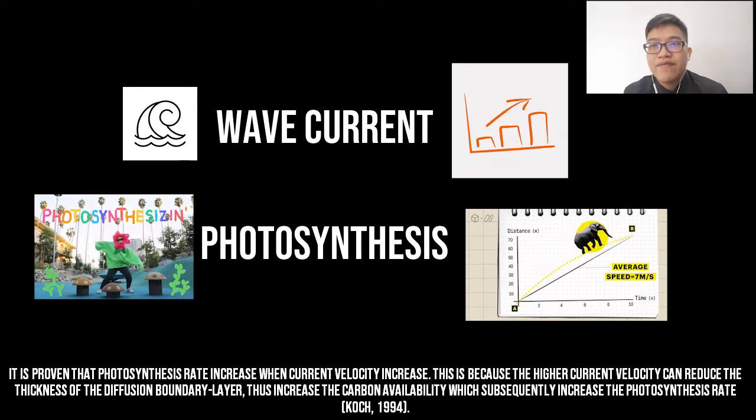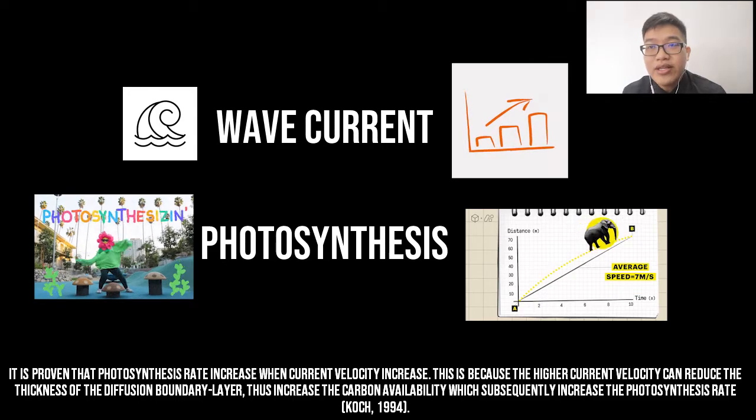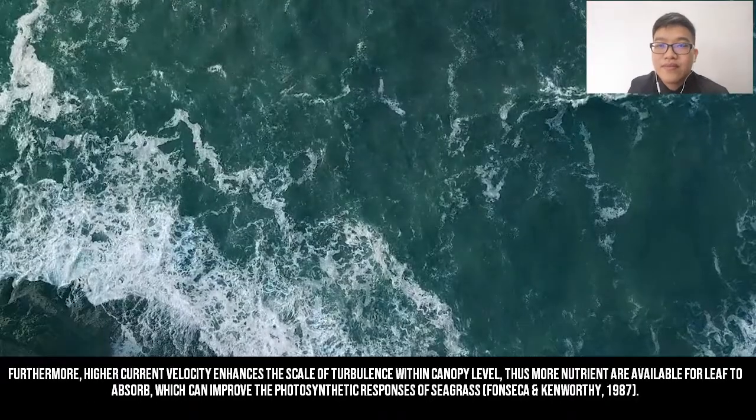It is proven that photosynthesis rate increases when current velocity increases. This is because higher current velocity can reduce the thickness of the diffusion boundary layer, thus increasing carbon availability, which subsequently increases the photosynthesis rate.